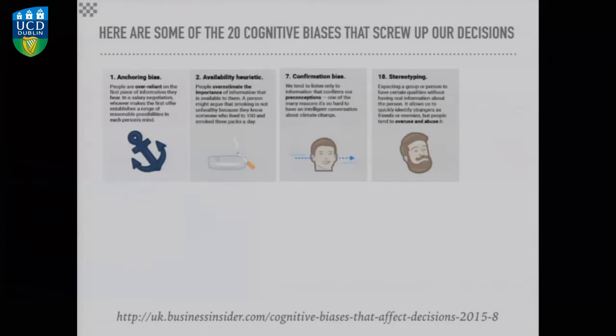Confirmation bias: we tend to only listen to or absorb information that confirms a perception or bias that we already have. So this is one of the reasons why it's really hard to have conversations about climate change or politics or abortion or equal rights, gender equality, because we have to get beyond the confirmation bias that people already have. Stereotyping, so we're all familiar with that.